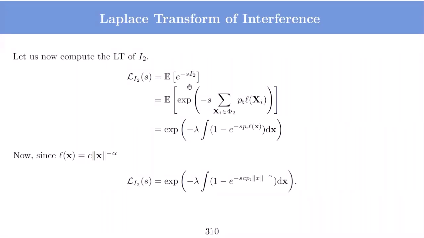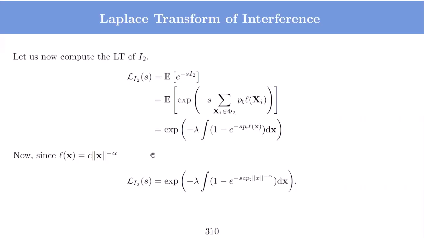So if I put the value of I2 here, what I get is the expectation of exponential of minus s sigma Pt L(xi). So if you treat s times Pt times L(xi) as a function f(xi), then this is the expectation of exponential of minus the summation over f(xi). Okay, and then you can see that as a Laplace functional. Because it's the expectation of exponential of the summation of functions over all points, I can apply the Laplace functional of the PPP, which will give me exponential of minus lambda times the integration of 1 minus e to the power minus s Pt L(x) dx.